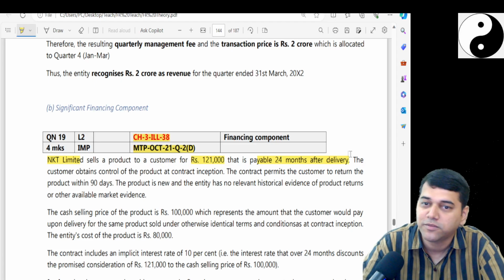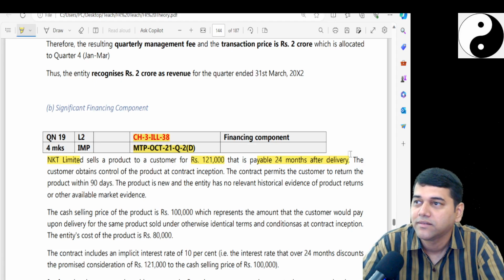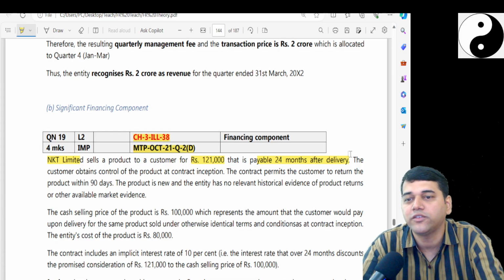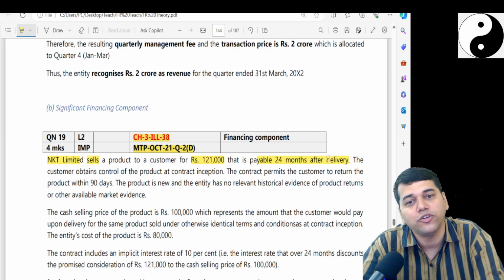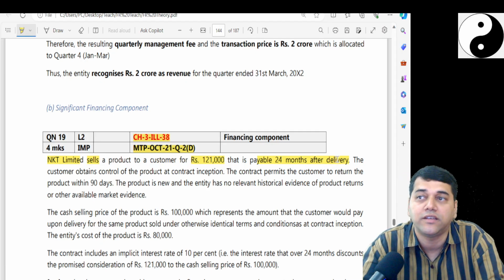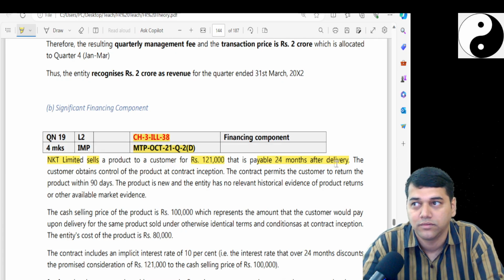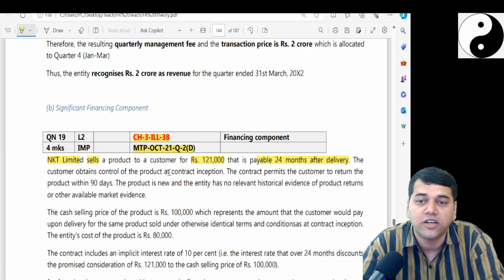And is it an advance money or selling on EMI? Selling, because you have already sold, no? And the customer is going to pay you after delivery, that too 24 months. Can you apply the practical expedient? No. The customer obtains the control of the product at the inception only.